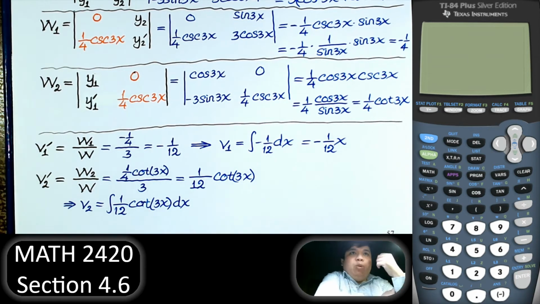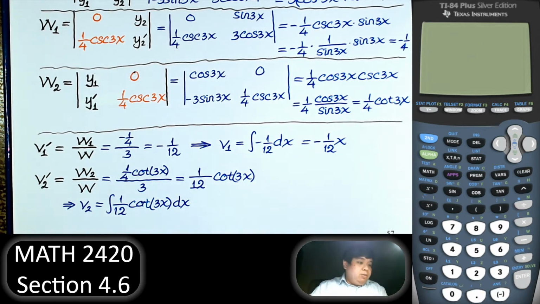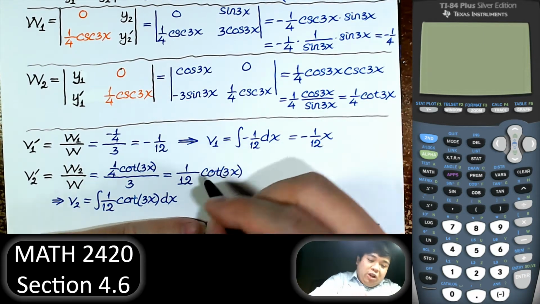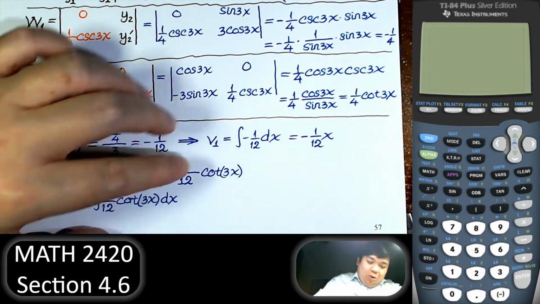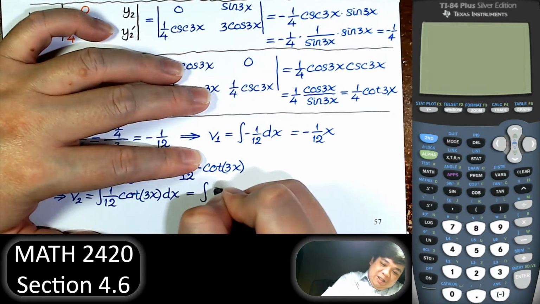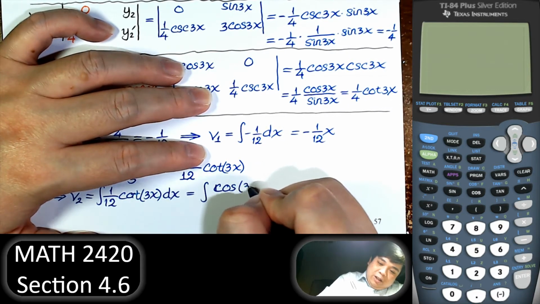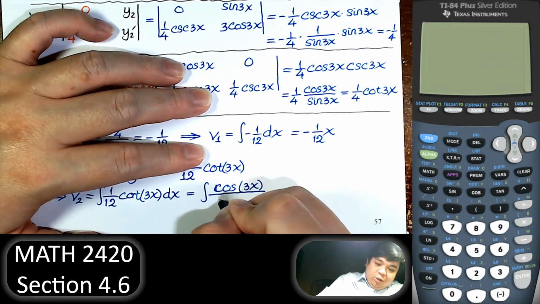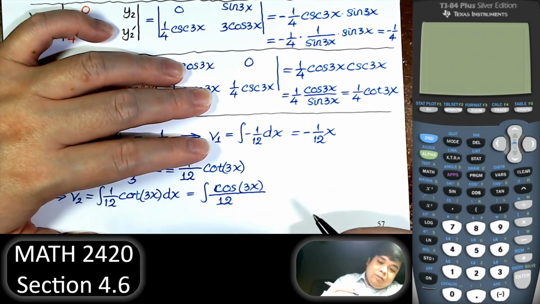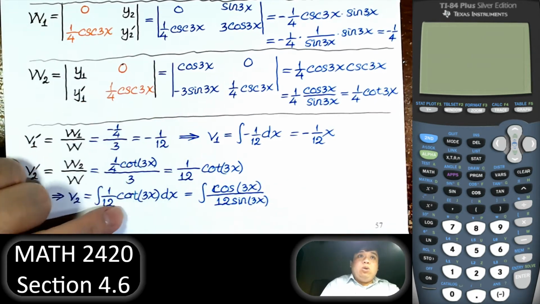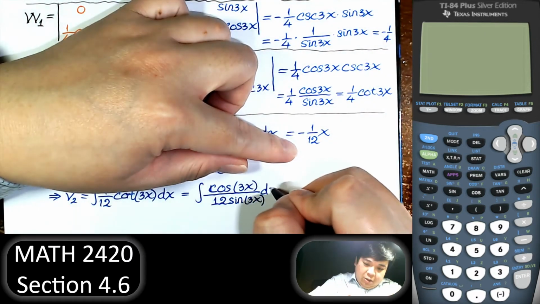Right. Of course, if you remember the integral of cotangent, that would be great. If not, we can use a substitution. I remember, but I'm not sure, so I'm just going to write that as a quotient. Will be cosine of 3x over 12 sine of 3x, because that's what cotangent is, cosine over sine. Right.